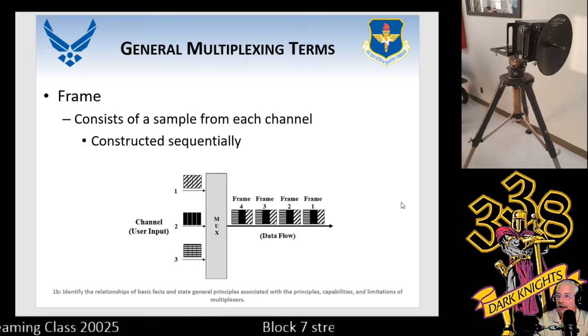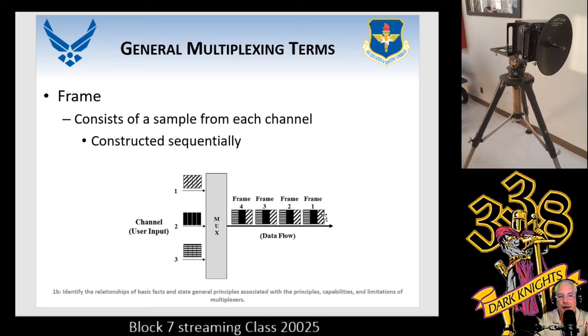Next up is frame. This is probably a new term for you. This one says it consists of a sample from each channel. In other words, if you look at frame 1, it took a sample from channels 1, 2, and 3 and put it in what's called a frame. Again, sequentially. It doesn't go 1, 3, 2. It goes 1, 2, and 3.